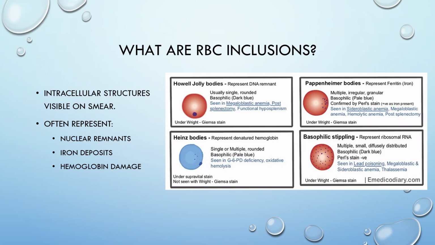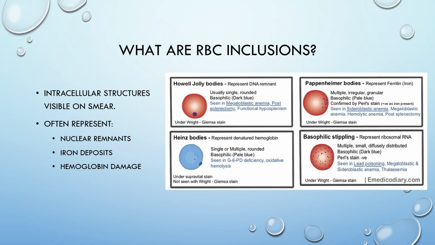Let's take a closer look at what we actually mean by red blood cell inclusions. When examining a peripheral smear, we sometimes notice small structures or granules located inside the red blood cell cytoplasm. These are what we refer to as inclusions. Unlike white blood cells, red blood cells normally do not contain nuclei, organelles, or internal structures once they reach maturity. So when something appears inside a red blood cell on a smear, it usually represents material that should have been removed during normal maturation. Inclusions can represent several different types of cellular remnants.